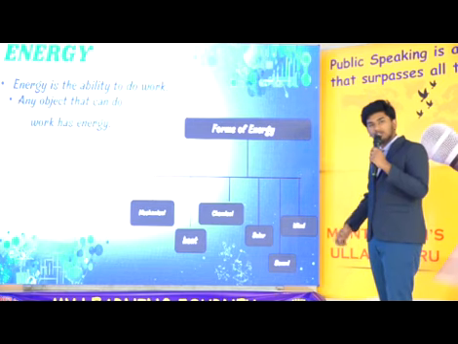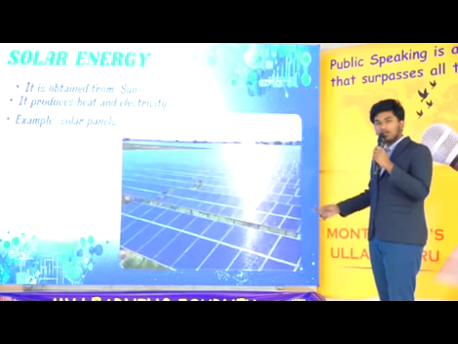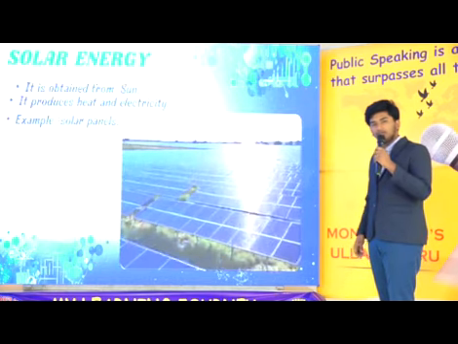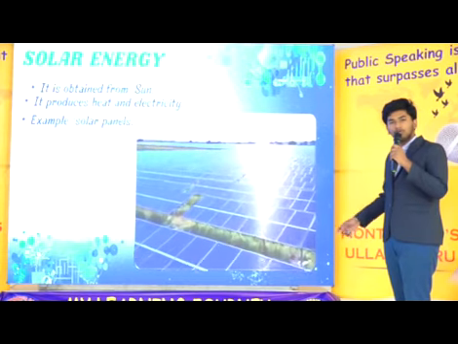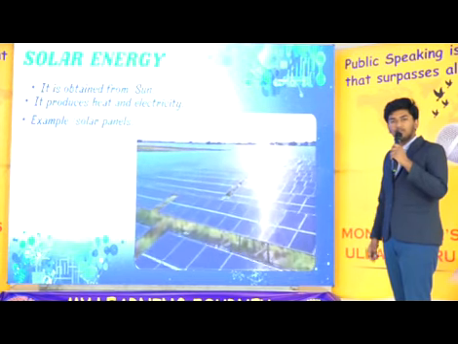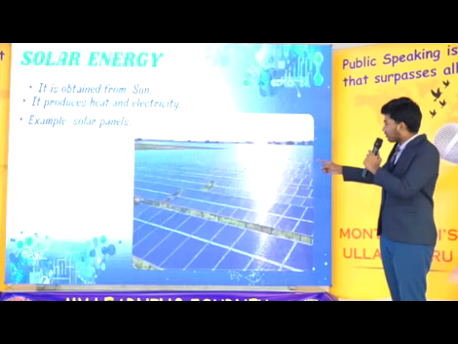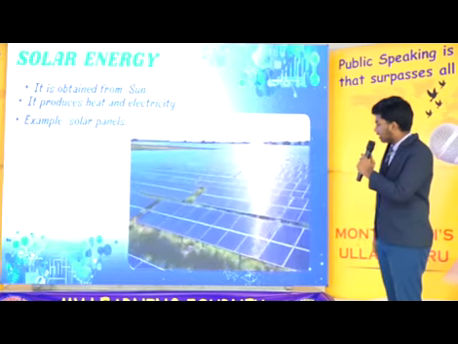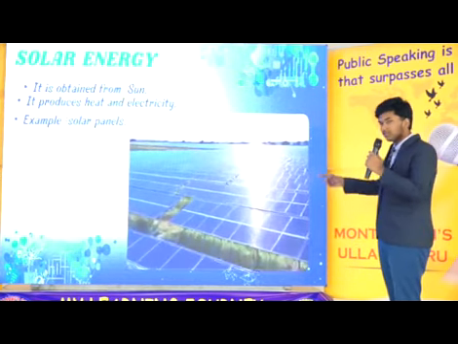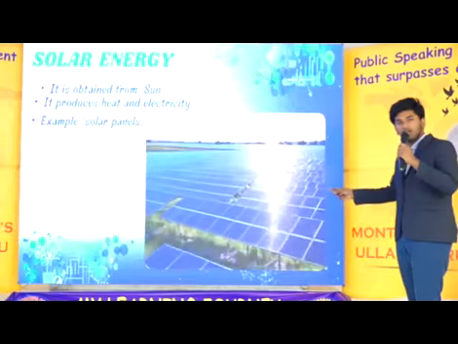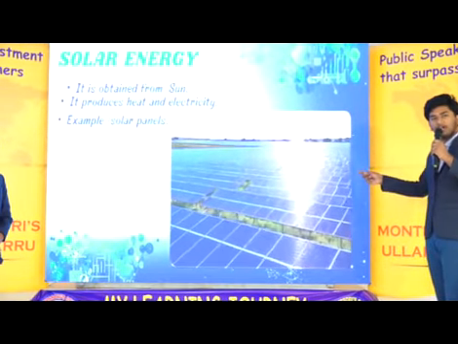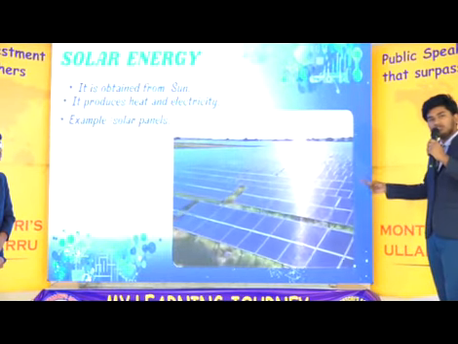First of all, we discuss about solar energy. Solar energy is the energy that is produced by the sun and it is used to produce heat and electricity. For example, we can see this video, the solar panels are placed under the sunlight and the sunlight falls on them. When the sunlight falls on the solar panels will absorb the sunlight and convert it into electricity. This is called solar energy.